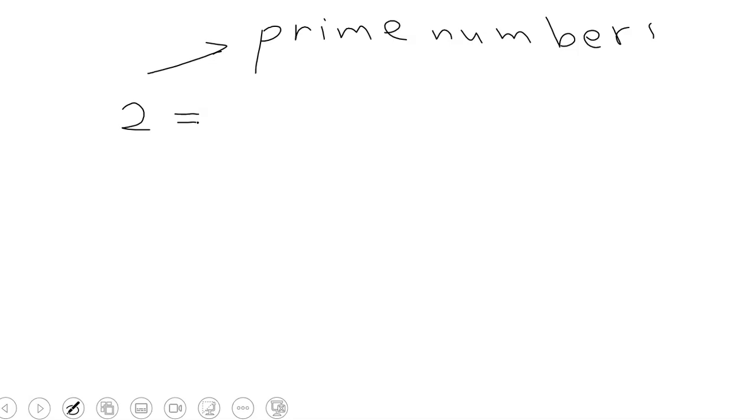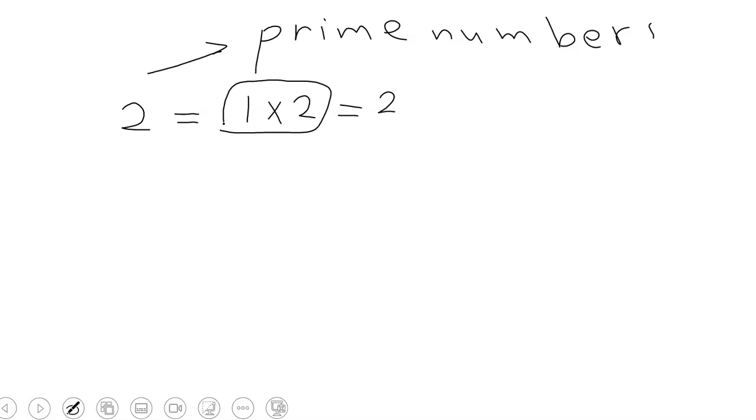I can write a multiplying sentence: 1 times 2 equals 2. So I can write it as a product of itself and 1. أقدر أكتبه بعملية ضرب فقط باستخدام رقمين، هو نفسه 2 والعدد 1. So I call it a prime number.